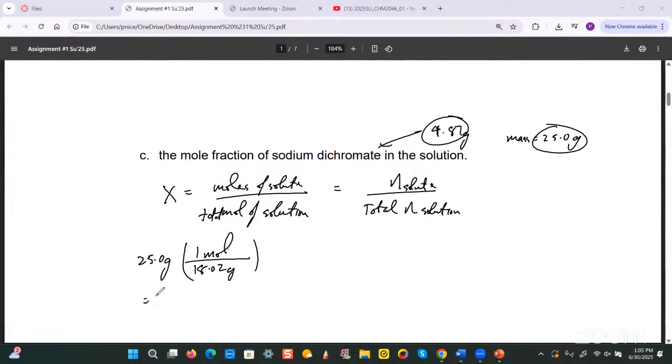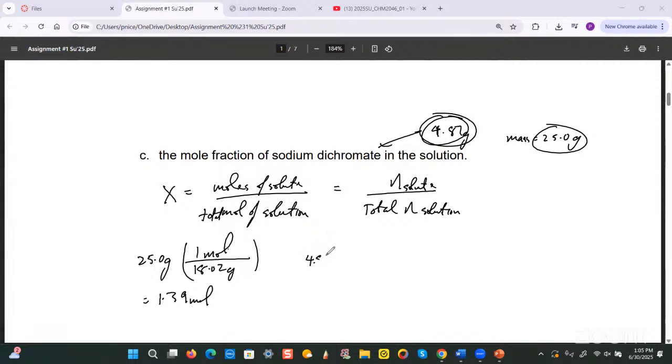25 divided by 18.02. So according to my calculation, this works out to be equal to 1.39 moles. And then we need to do the same thing for the sodium dichromate, right?